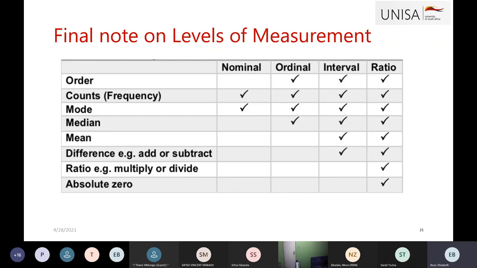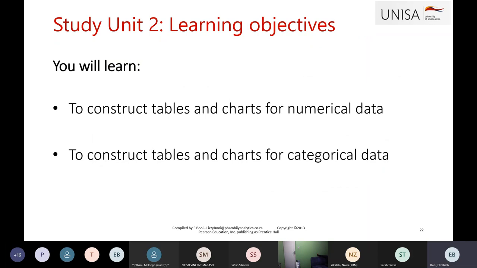So now, any questions before we move on to study unit 2? How are you doing so far? Are you lost? Are you seeing the light at the end of the tunnel? How are you feeling? Have I clarified some of the things that you were not sure of so far with regards to study unit 1? Or do we still need more work to do?